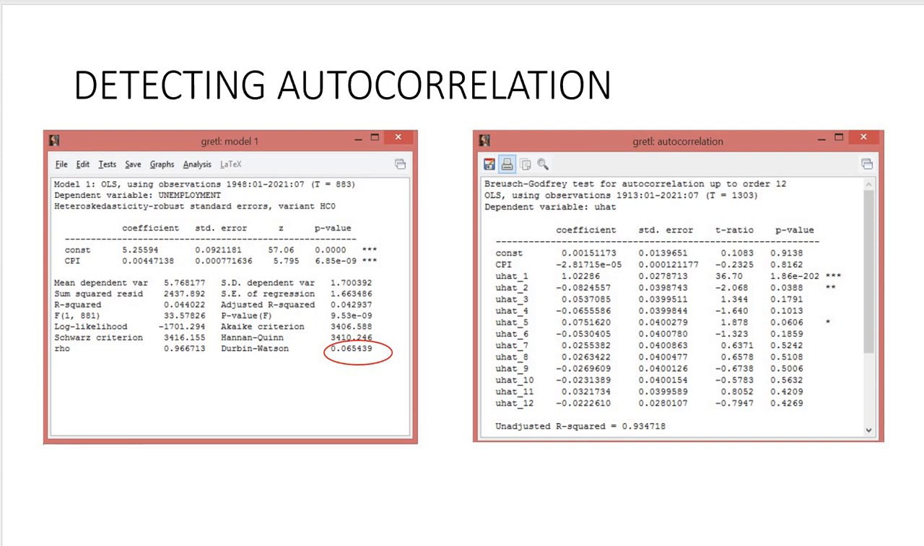So in this test, the null hypothesis states that there is no autocorrelation, and yeah, we will also reject it in this case. So there is definitely autocorrelation in the first and the second, and for some reason in the fifth period. Okay, so that was it when it comes to detecting and handling autocorrelation.